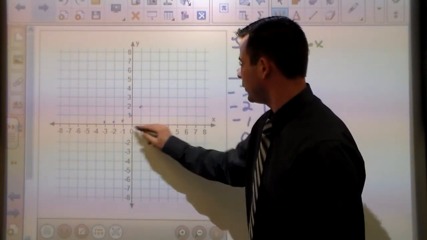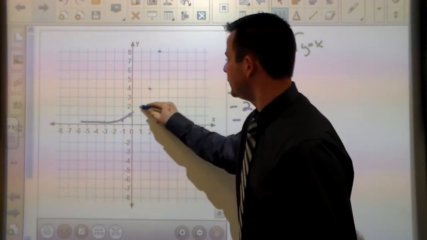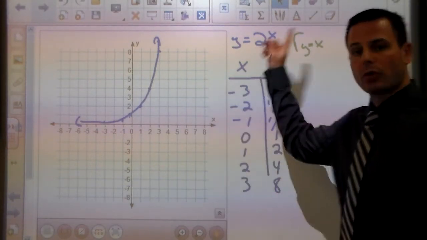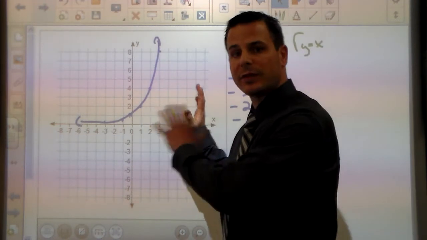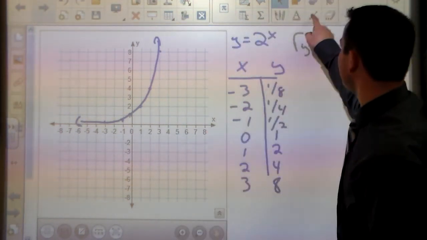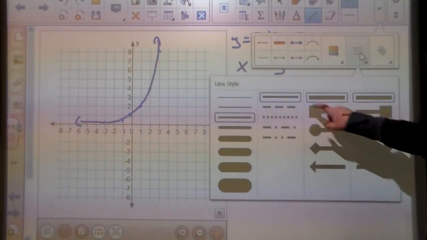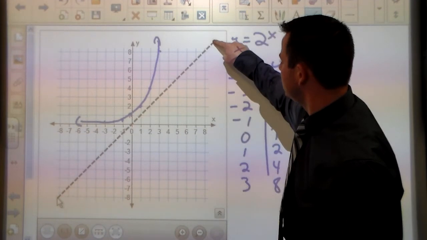When x is 1, y is 2; 2, 4; and 3, 8. So here's our graph. And now we're going to reflect over the line y equals x. So I'm going to draw the line y equals x just so I can look forward to see what my graph is going to look like. So let's plot the line y equals x. The line y equals x looks like this.